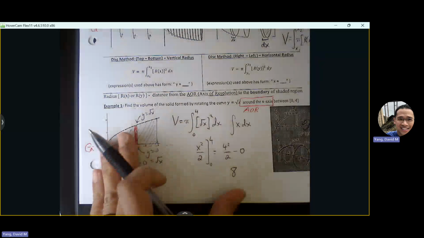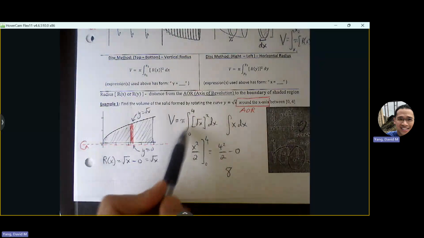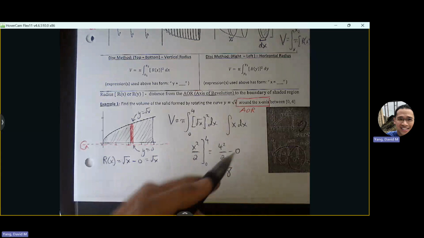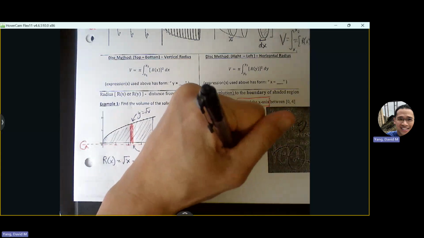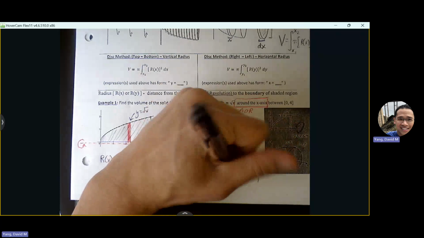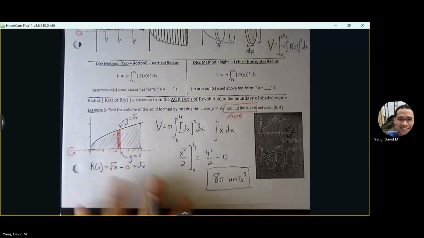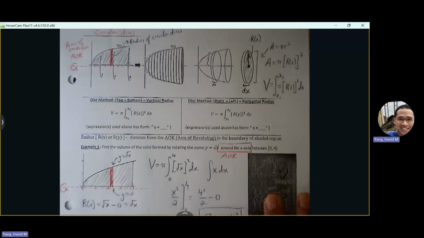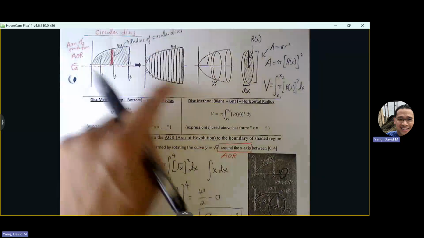We're adding infinitely thin circular disks, so pi is always going to make its way into our formula. So 8 pi. It's a three-dimensional calculation, volume, so cubic units. This is the volume of whatever this object shape turns out to be.